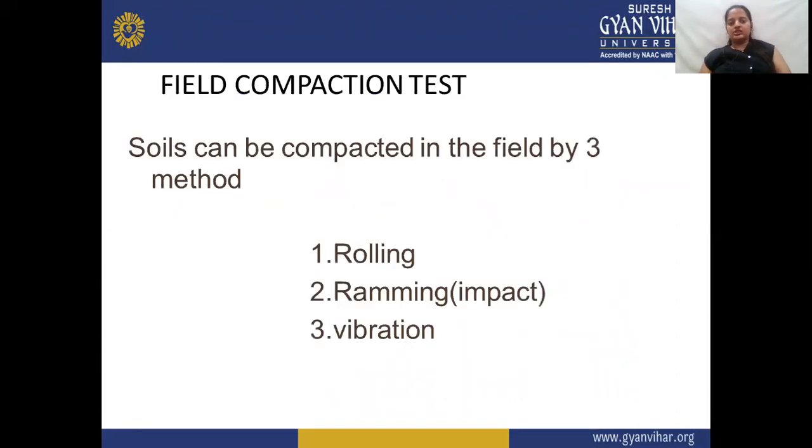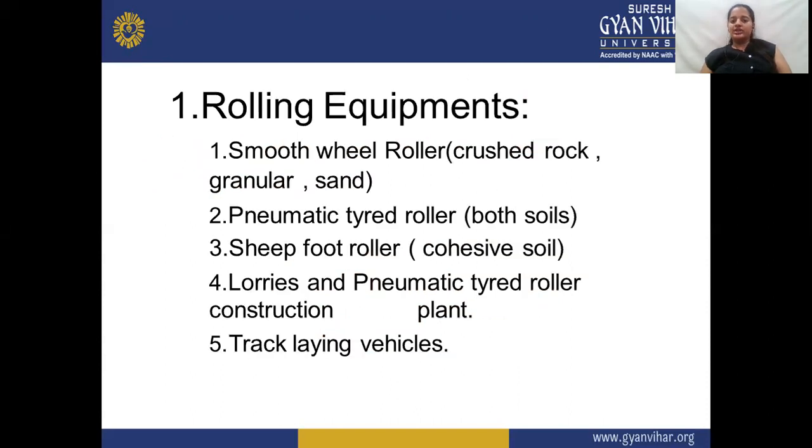Field compaction test. The soil can be compacted in the field by three methods: first is rolling, second ramming, and third vibrations. For rolling, crushed stones and granular sands can be rolled down by smooth wheel rollers, whereas pneumatic type rollers are for soils and deep foot rollers are for cohesive soils such as clay. Lorries and pneumatic tired rollers are for construction of pavements, and track laying vehicles can also be used as rolling equipment.